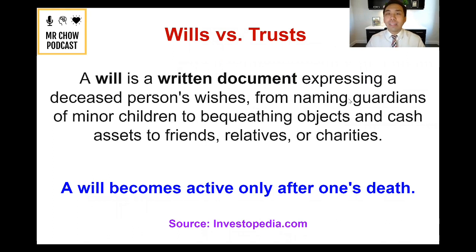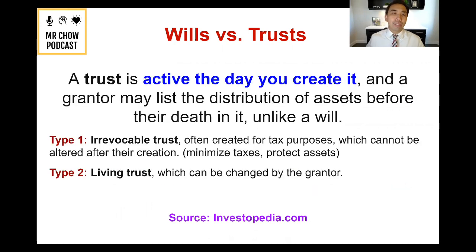A will is a written document expressing a deceased person's wishes, from naming guardians of minor children to bequeathing objects and cash assets to friends, relatives, or charities. Now, a will becomes active only after one's death. All right. So if you are in the hospital and you need these things and these decisions being made, it's not going to happen because wills are only after someone passes away.